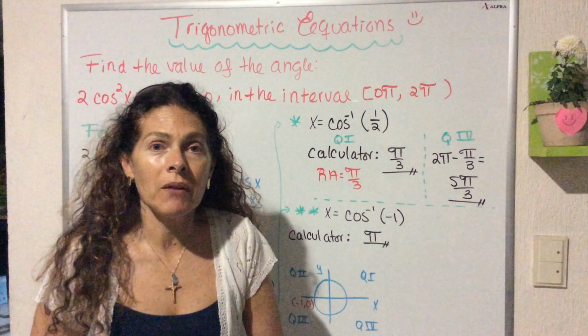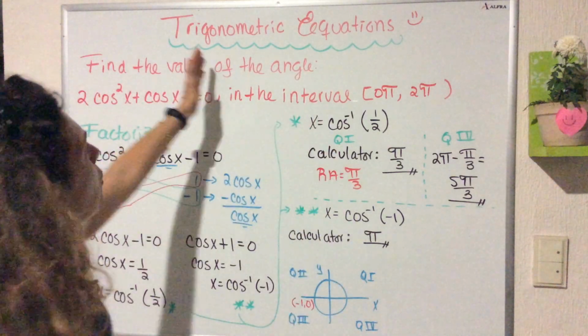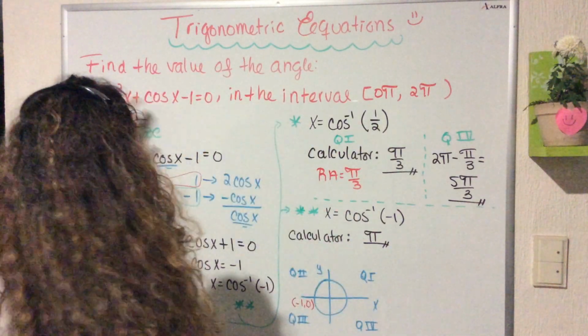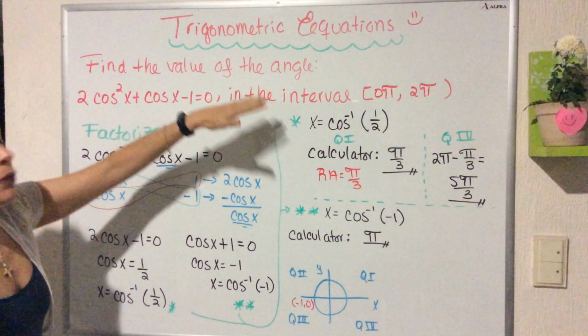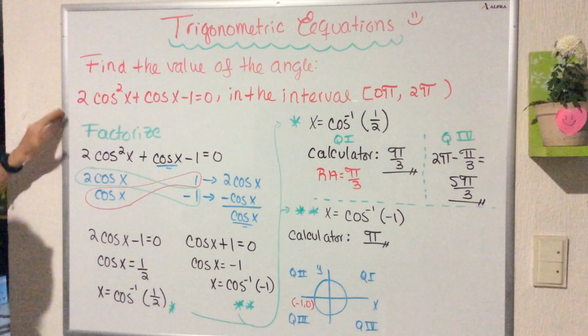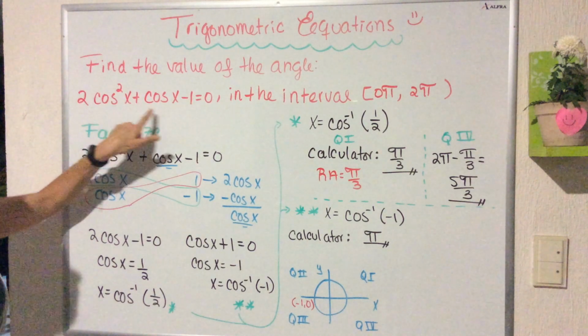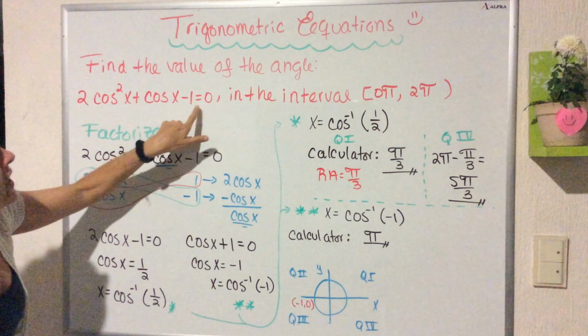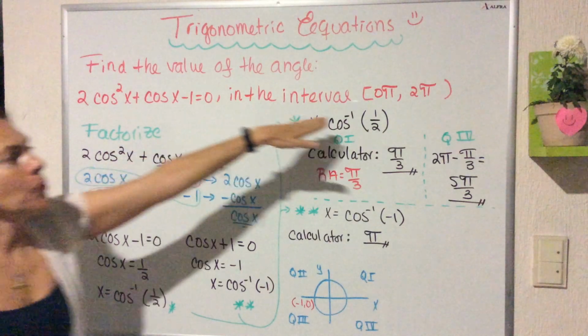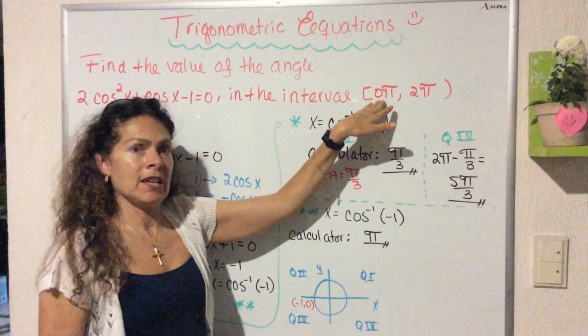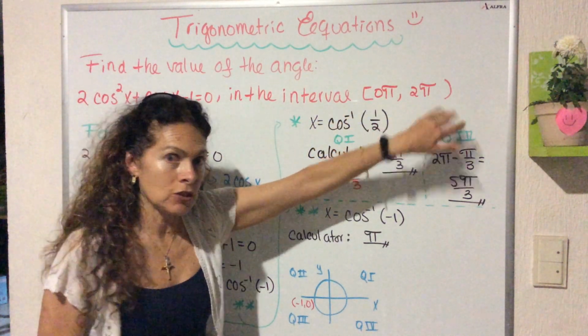Alright, dear students, here we have another example about how to solve trigonometric equations. And again, we have to find the value for the angle. In this case, look, we have 2 cosine square of x plus cosine of x minus 1 equals 0 in the interval from 0 pi included to 2 pi not included.